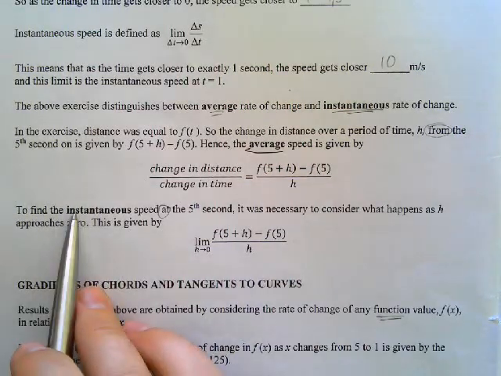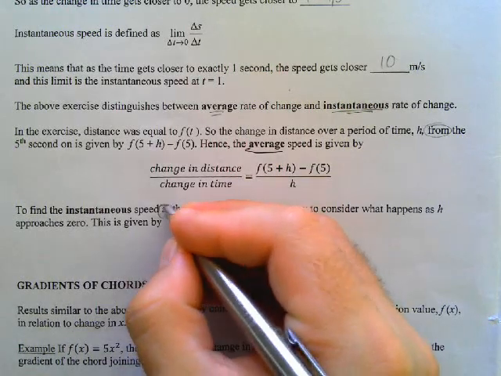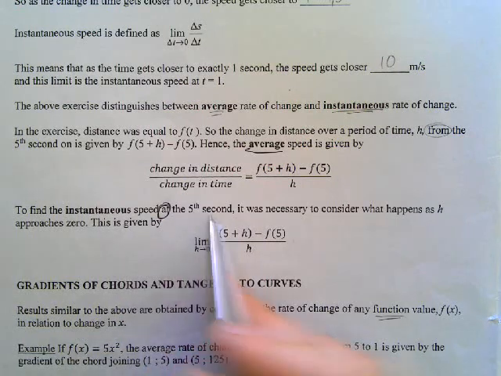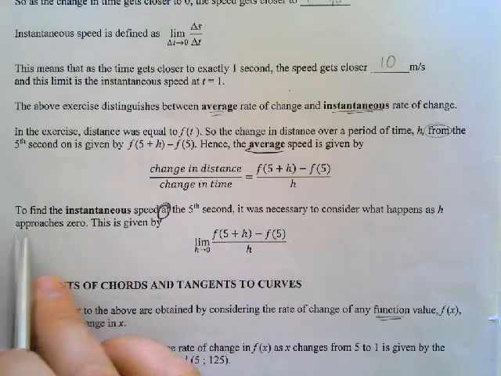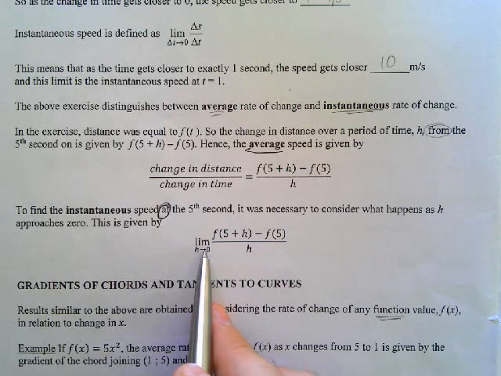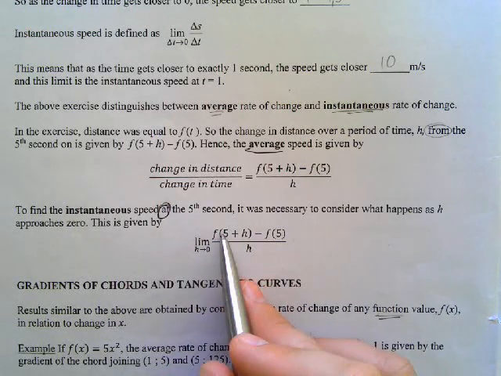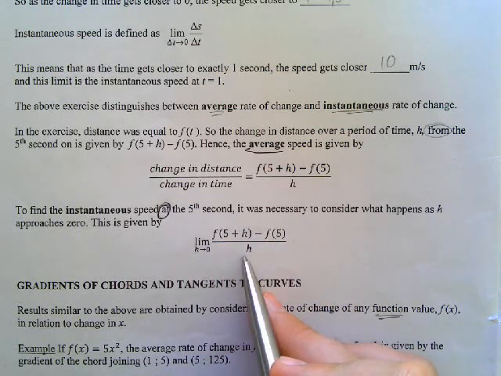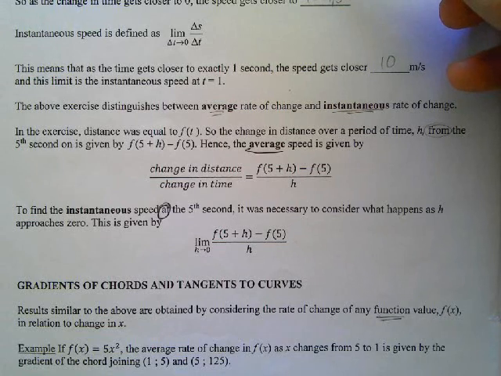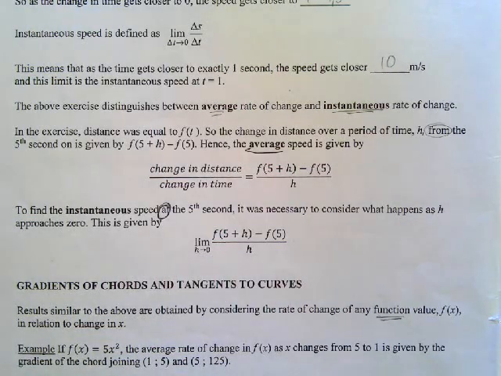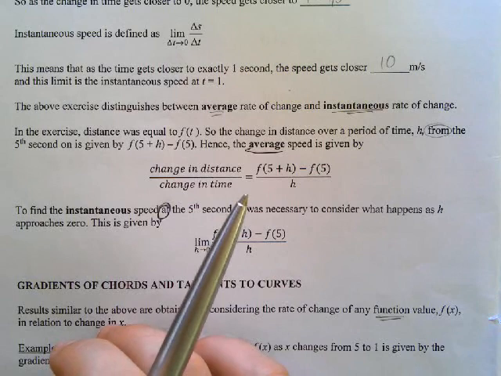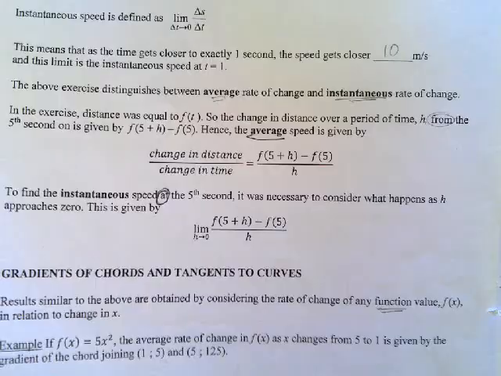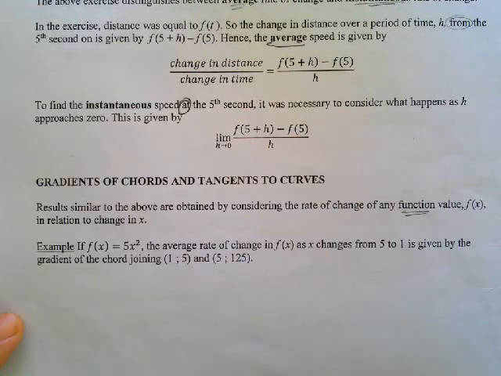Okay, so to find the instantaneous speed at, and that's the important little word there, at 5 seconds or at the 5th second, it was necessary to consider what happens as h approaches 0. As h approaches 0, f of 5 plus h minus f of 5 over h. You have worked that out in your table up earlier, and hopefully that just helps a little bit. Okay, this can be confusing, but it does get easier when we work with now the next section.